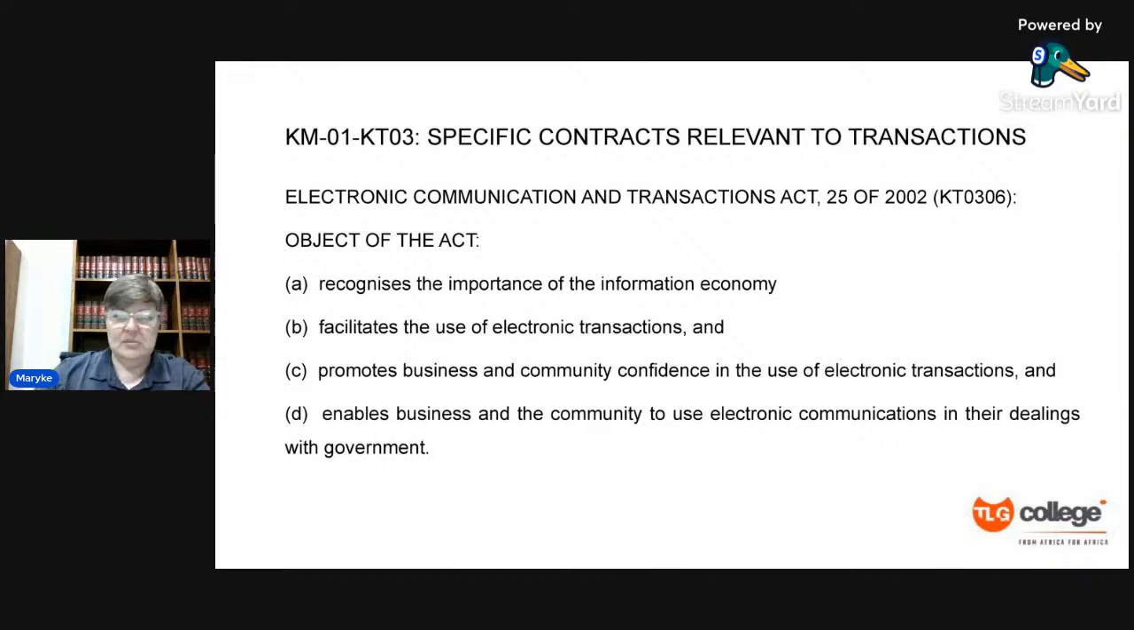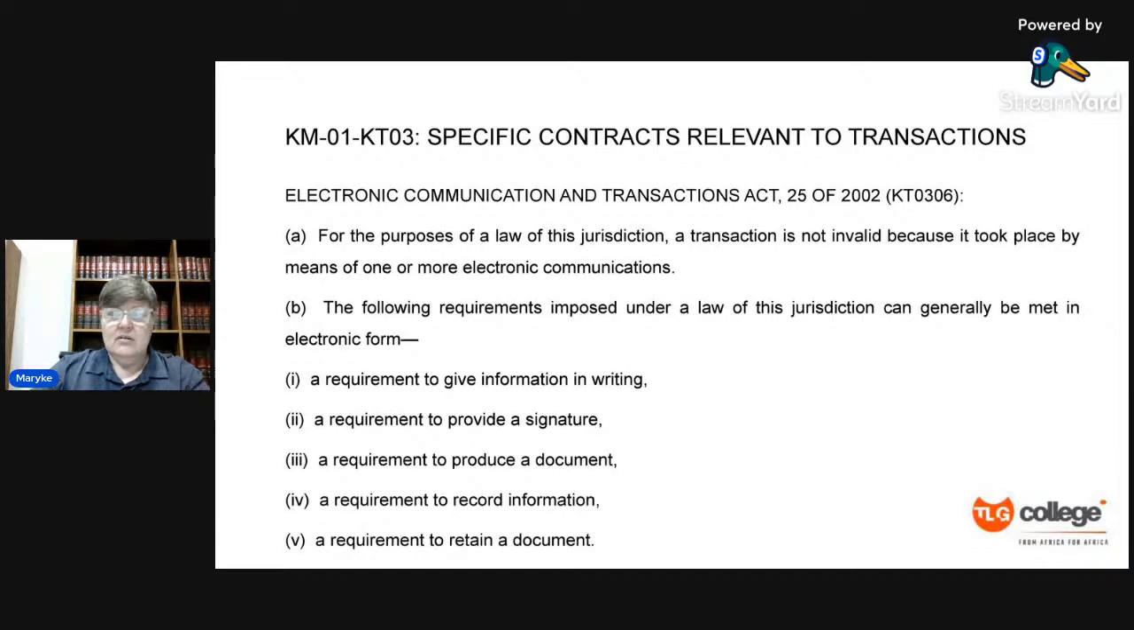To make it a little bit easier, to promote business and community confidence in the use of electronic transactions, so that we can understand that it is still legal to do so, and to enable businesses and the community to use electronic communications in their dealings also with government. Right, for the purposes of a law of this jurisdiction, a transaction is not invalid because it took place by means of one or more electronic communications, like we explained earlier.